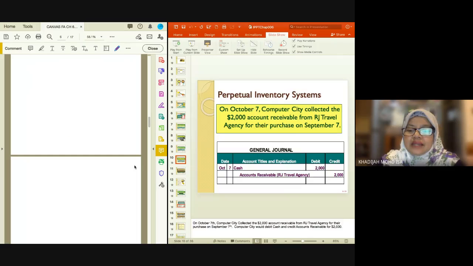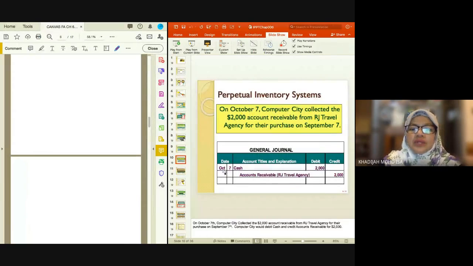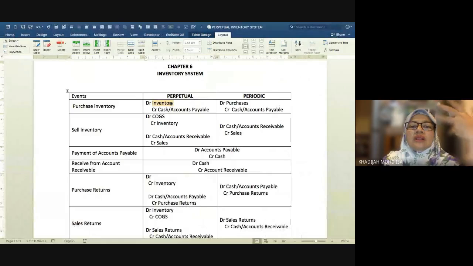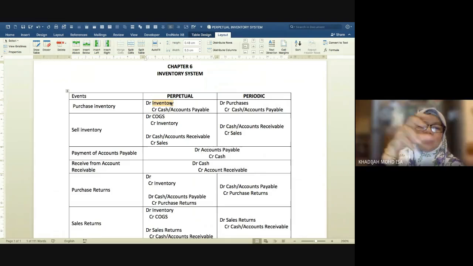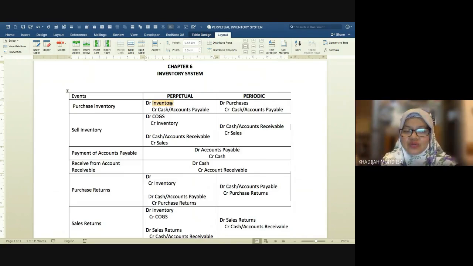So the next example is you taking a physical inventory. What happens is that all these that you record in your inventory account, all this is what is recorded. When you purchase, you record inventory. When you sell, then you take out inventory. So everything is in the accounts.